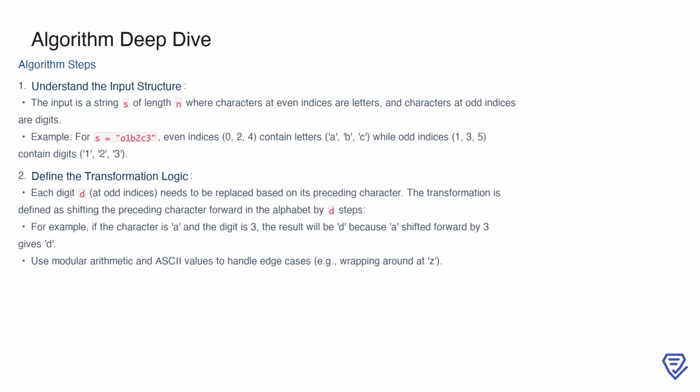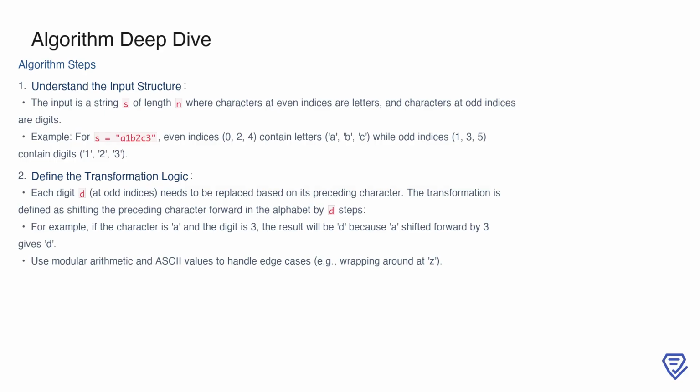To solve this problem, we start by understanding the structure of the input string. The string S has a length of n, and it follows a specific pattern. Letters are found at even indices, while digits appear at odd indices. For example, in the string S equals A1 B2 C3, the even indices 0, 2, and 4 contain the characters A, B, and C, whereas the odd indices 1, 3, and 5 contain the digits 1, 2, and 3.